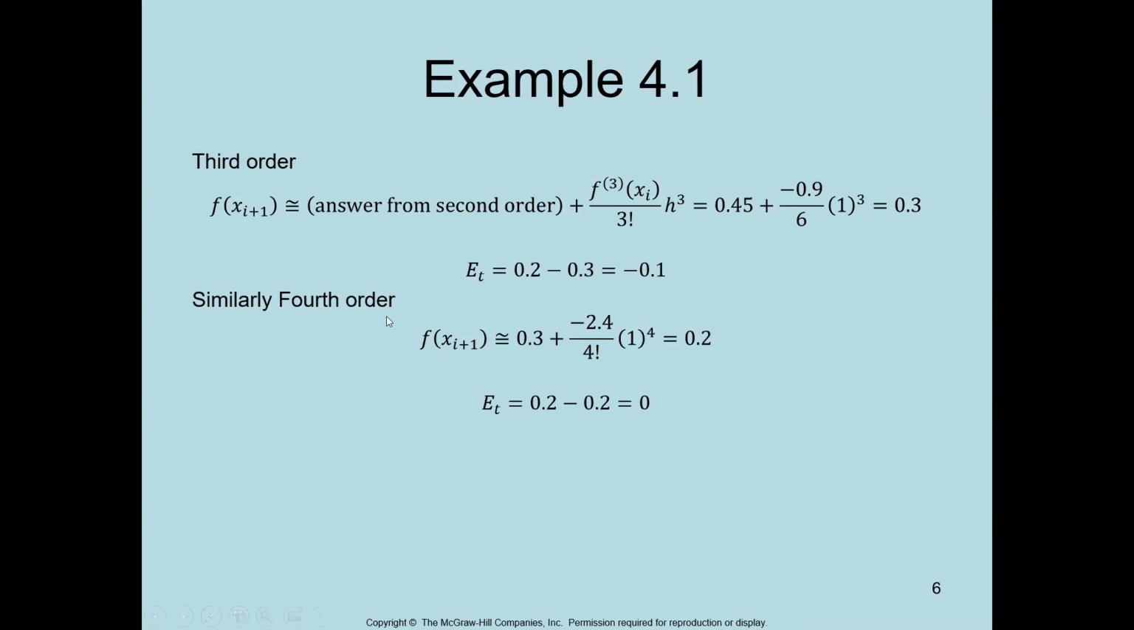And similarly for the fourth order approximation, we can simply use the result from the previous term, and then add one more term. Then it will be 0.2. In this case, incidentally, the error is 0. That means we are getting exactly the true value, which is of course understandable, because polynomial functions are the exact representation of the Taylor series.